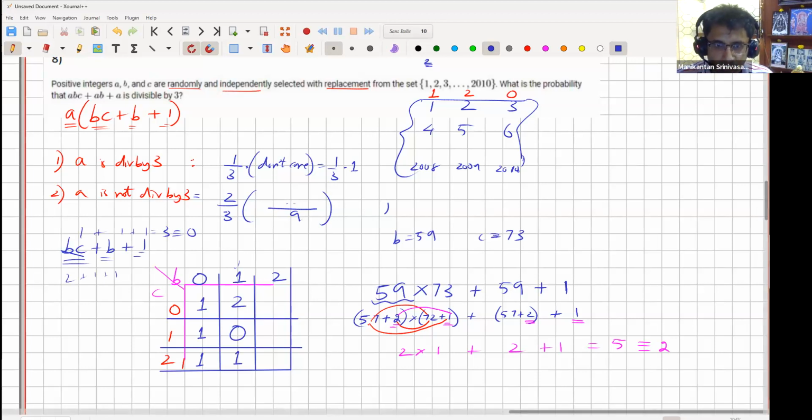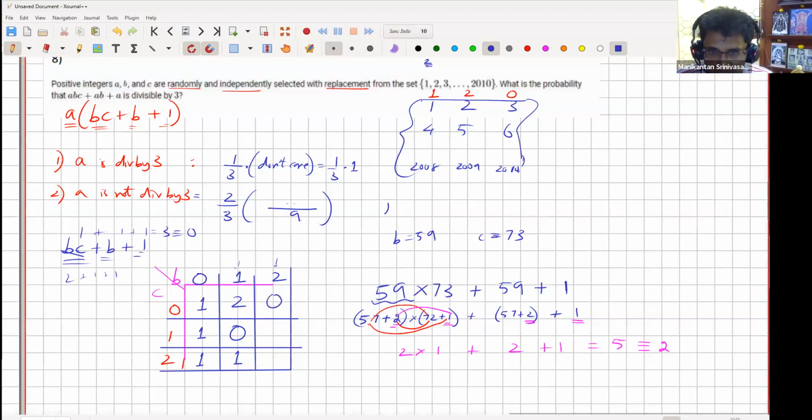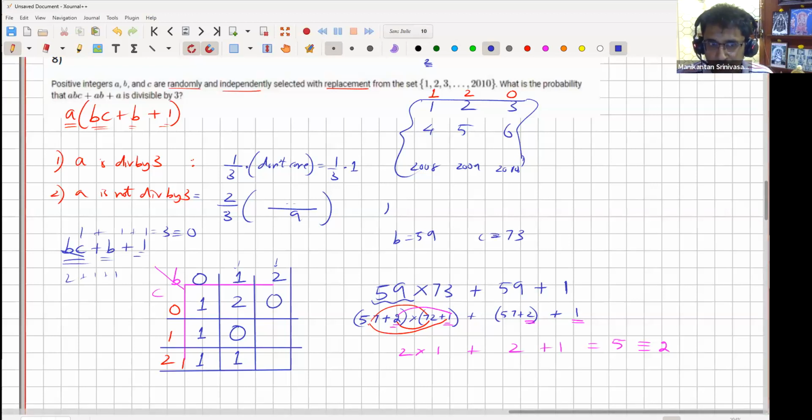So that won't work. What if B is 2 and C is 1? I get 2 plus 2 plus 1. Sorry, B is 2 and C is 0. So 0 plus 2 plus 1, which is 3. That works. 3 is effectively 0. B is 2 and C is 1. So 2 plus 2 plus 1, which is 5, which is effectively 2. Won't work. And B is 2 and C is 2. So it's 4 plus 2 plus 1, which is 7, which is effectively a remainder of 1, right? So 7 means I can subtract off 6.